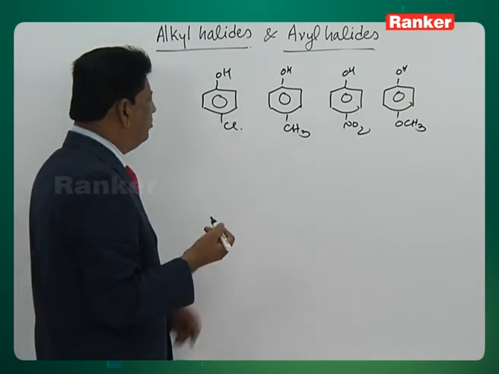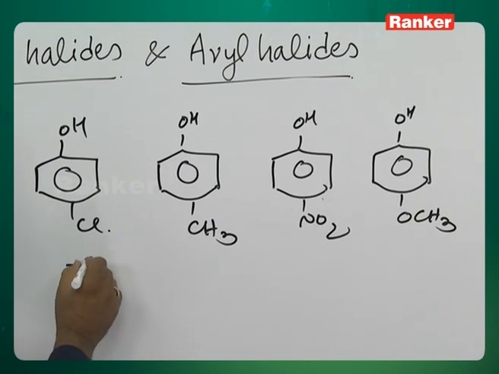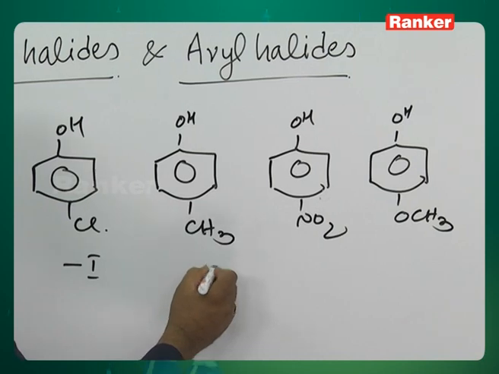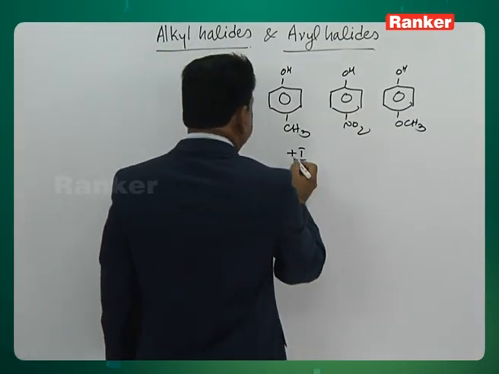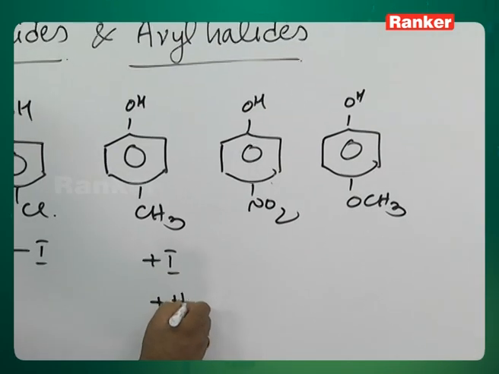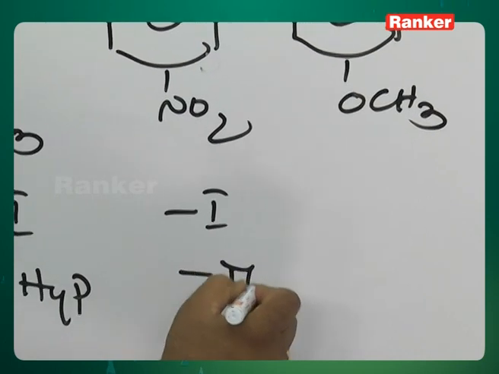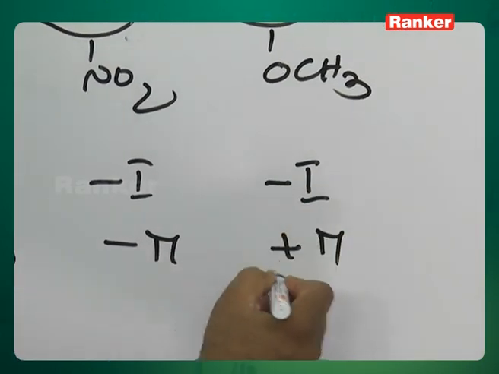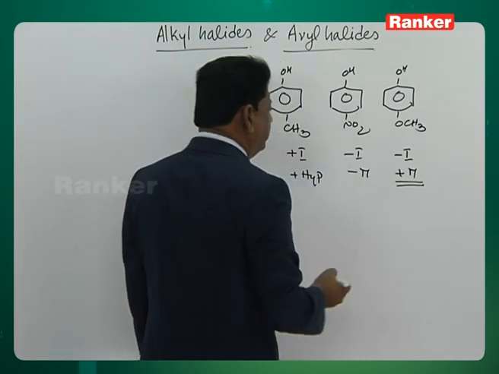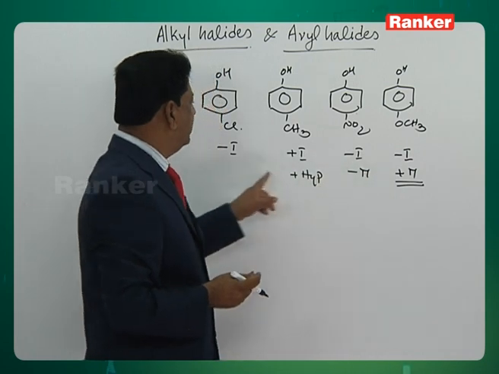But the effect of the chlorine here is the minus I effect. The methyl is a plus I effect. It shows the plus M effect, but let us take minus I. So methyl is a plus I and plus hyperconjugation. The nitro is a minus I and minus M effect. OCH3 shows minus I and plus M, so the dominating one is the plus M here. So these two are the plus groups and these two are the minus groups.